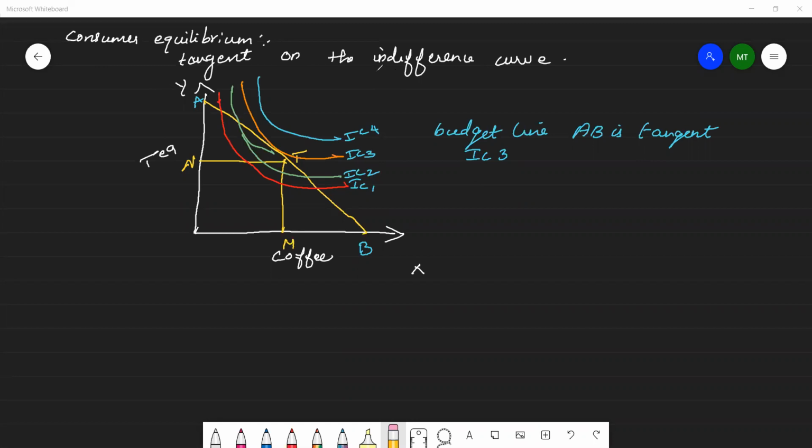I already explained the indifference curve in the previous class. Today this chapter is over. So prepare briefly and explain the diagram; you must explain below how you have drawn it. So budget line AB is tangent to IC3, then IC4, IC2, IC1. These are the indifference curves.